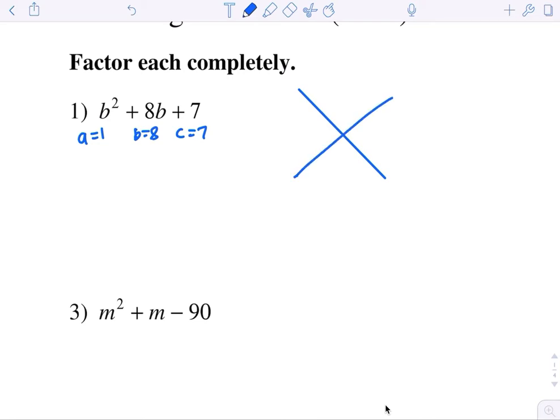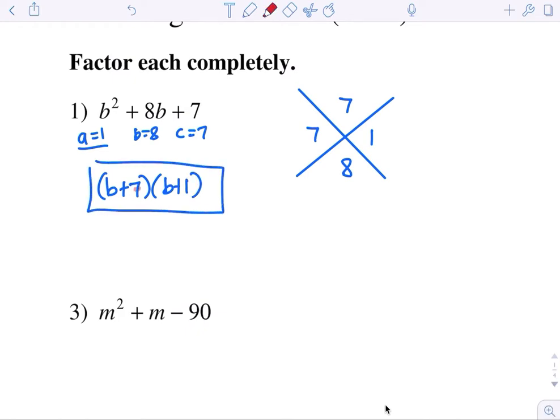On the top, you guys, it's going to be a times c. So a times c is just going to be 7, and on the bottom is just your b value, 8. What two things multiply to 7, but when you add them, it gives you 8? That's 7 and 1. And since a is equal to 1, our factor is just going to be b plus 7 times b plus 1.